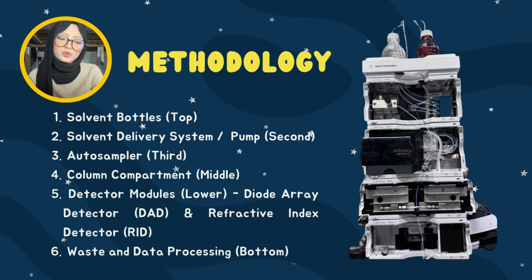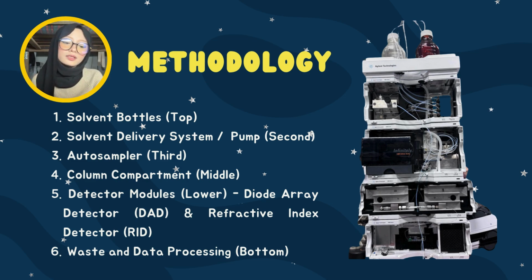This module ensures the desired pressure for efficient separation, and gradient pumps can mix multiple solvents in specific ratios. Next, the autosampler is located below the pump. It automatically injects a specific volume of the prepared sample into the system for analysis, reducing human error and increasing reproducibility. Centrally located in the system is the column compartment, which houses the analytical column and maintains a stable temperature.